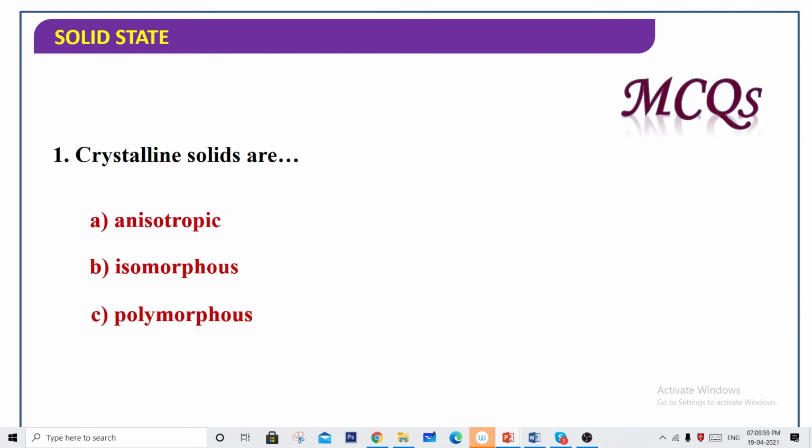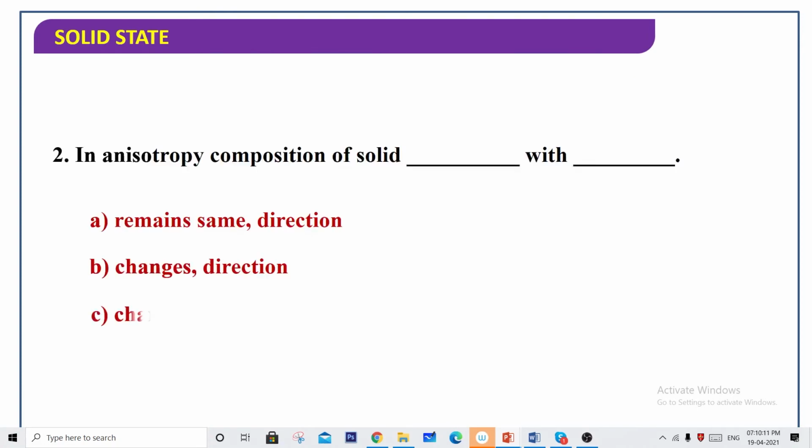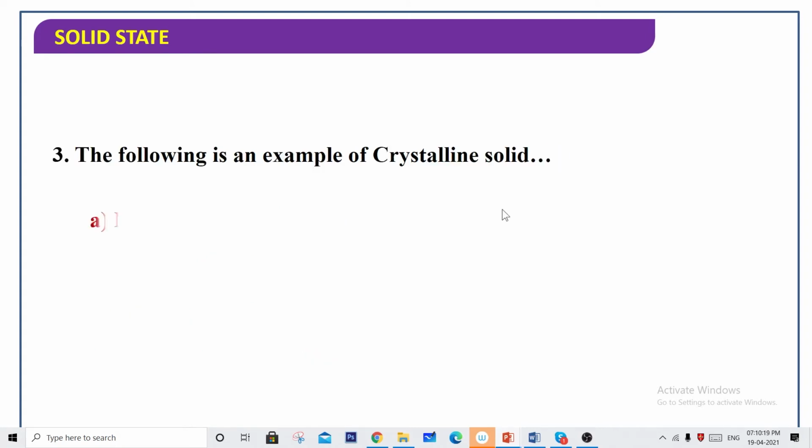Multiple choice question. Crystalline solids are... they can be all of these. Changes with direction. All of the above. All of these. Good.